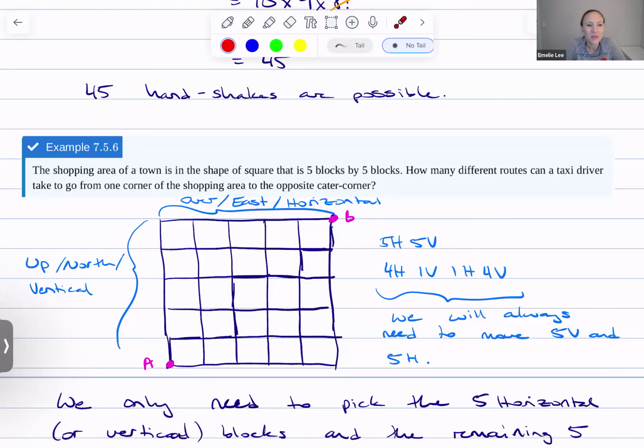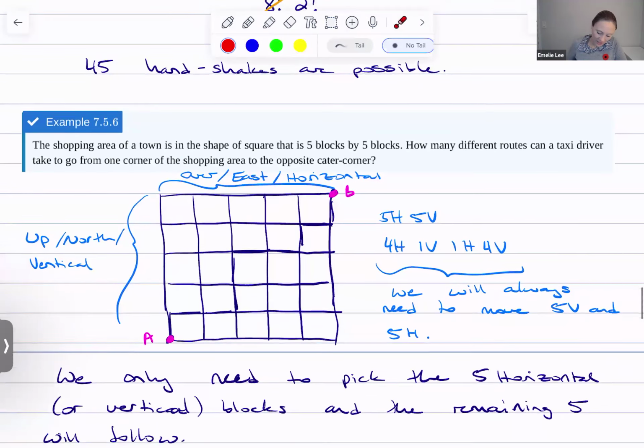Okay. So this one is kind of sneaky, but let's break it down. The shopping area of a town is in the shape of a square that's 5 blocks by 5 blocks. And so what I've done is I've already drawn out the 5 blocks by 5 blocks. How many different routes can a taxi driver take to go from one corner of the shopping area, let's say from A, to the opposite cater corner? I've always thought it was kitty corner, but I guess it's cater corner. I don't know. But the opposite side.